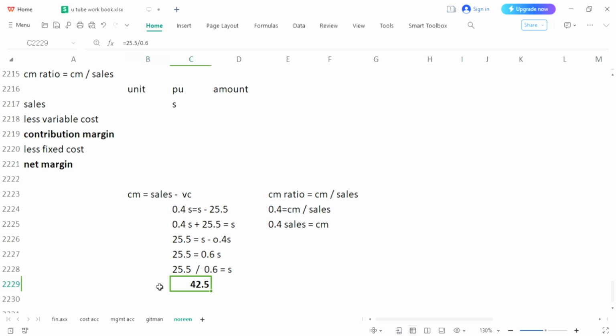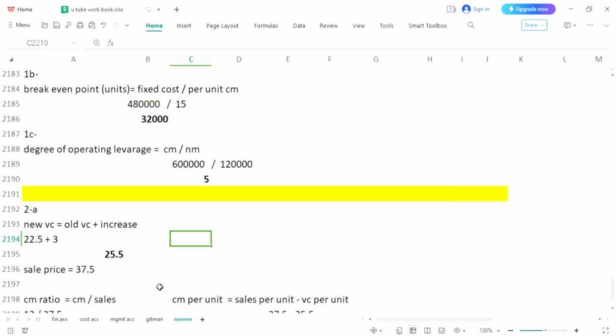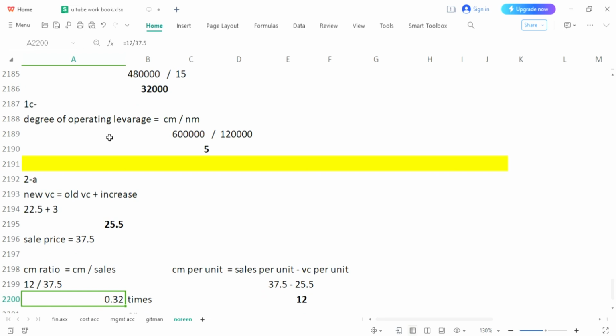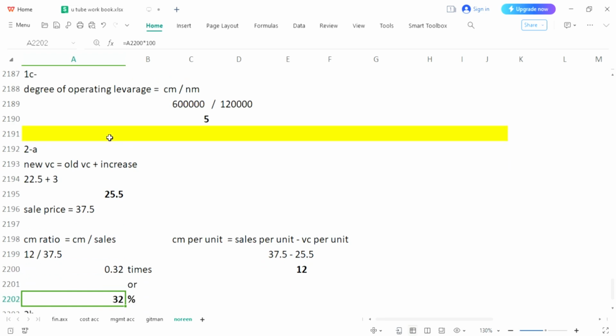We wanted to take 0.4. 0.4 means 40%. So 40% profit was the requirement from the owner. He wants to retain this 40% instead of 32%. In part 1, we calculated this percentage as 40%, but in part 2, due to the increase in variable cost, this percentage dropped from 40 to 32%.